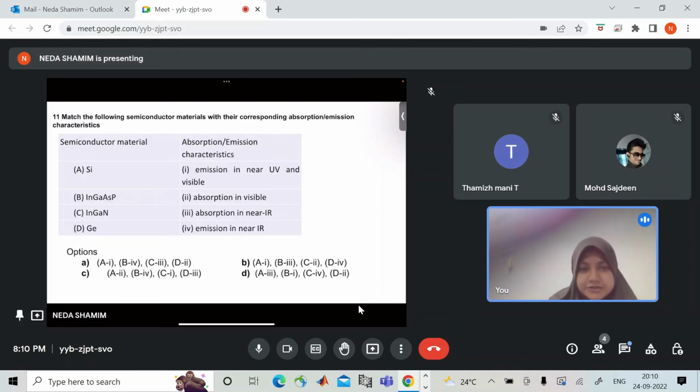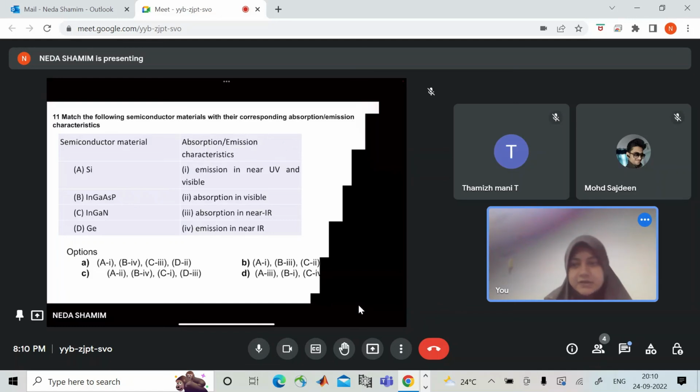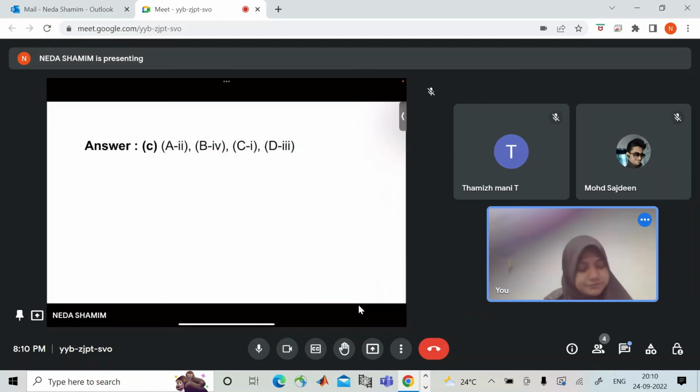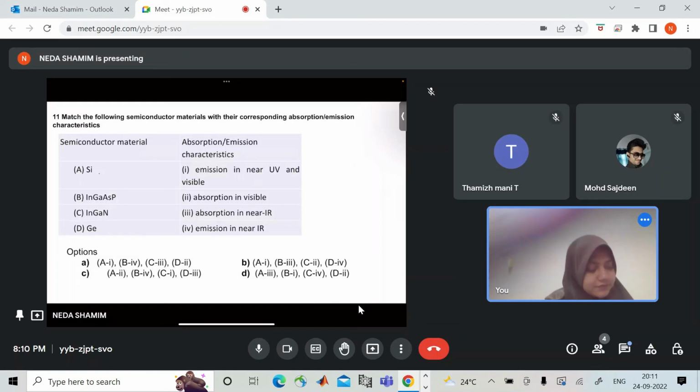Okay, I'll tell you the answer. A goes to 2, B is 4, C is 1, D is 3. A is 2. There will be absorption in the visible region. B is 4. Indium gallium arsenide phosphide will be in the IR region. And then indium gallium nitride will go in this. For this, you need to know the band gap values of these things. And germanium will go in absorption in near IR.